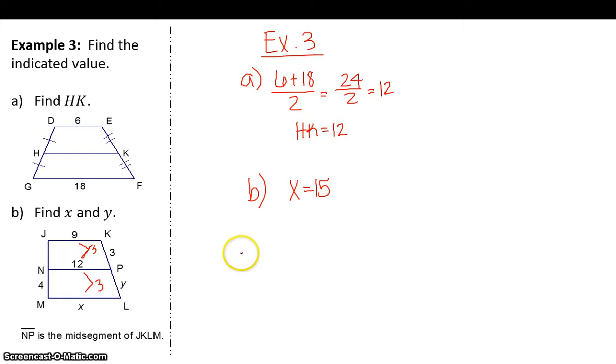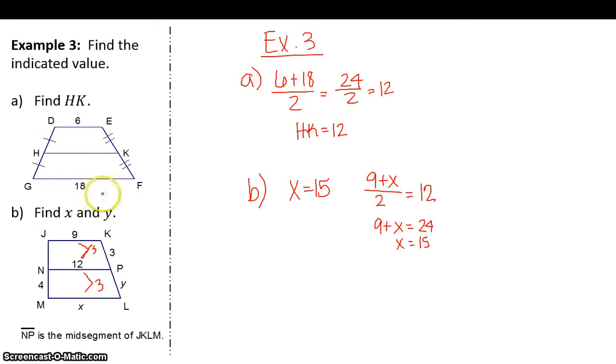Now, another way that you could have done it, if you wanted to do the math, I could have set up a mini equation here. I could do this base plus this base: 9 plus x divided by 2 has to come out to equal 12. Then I would do algebra, multiply both sides by 2 and get 9 plus x equals 24, minus 9, and I would still get x equal to 15.